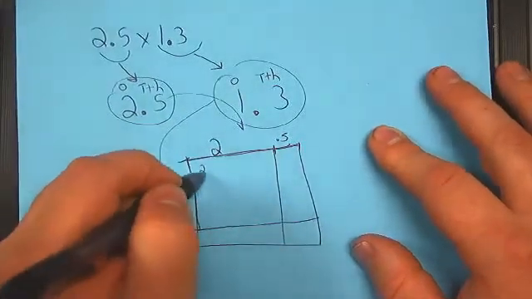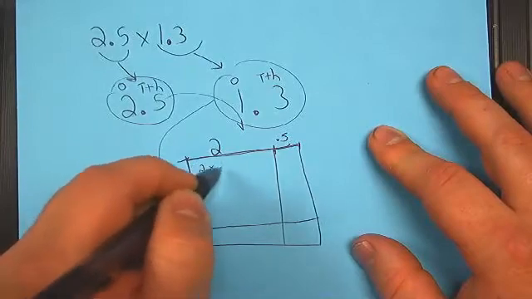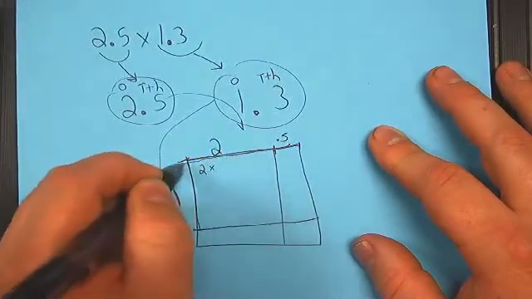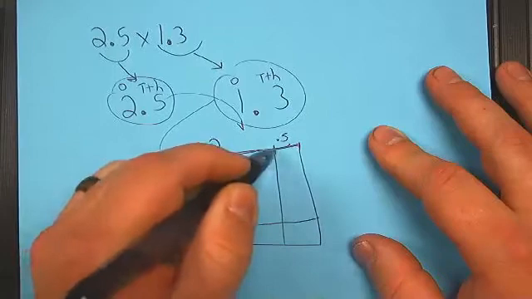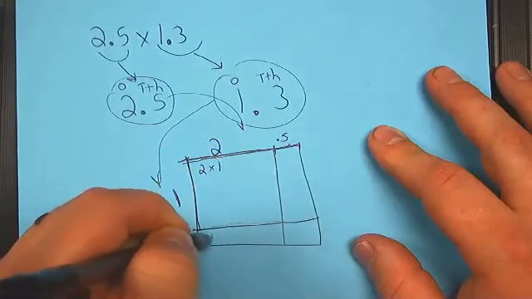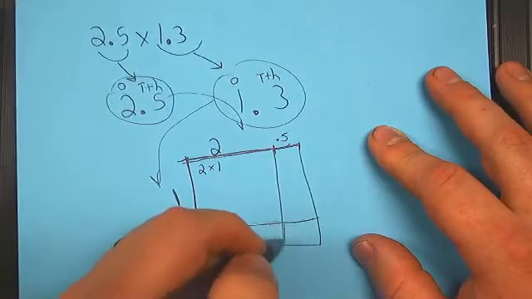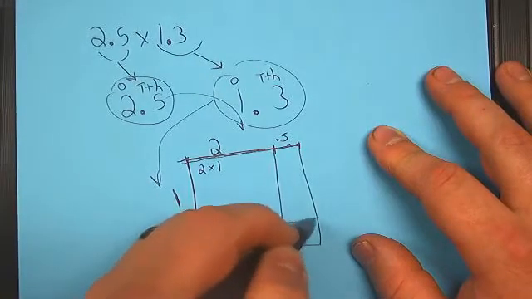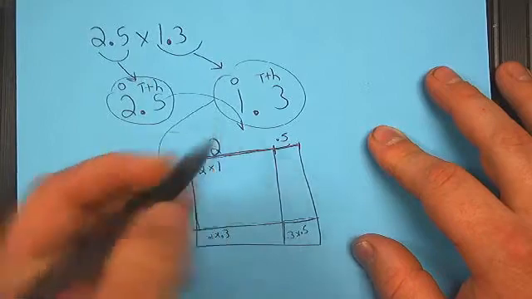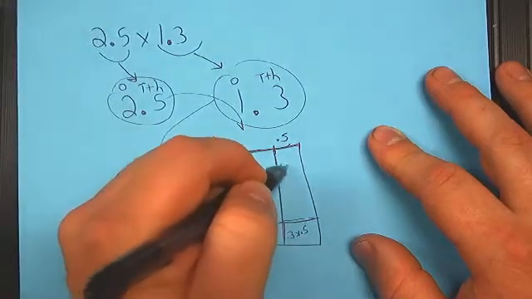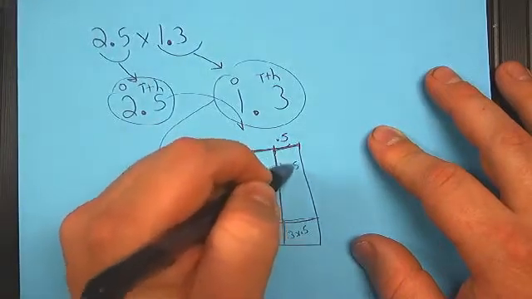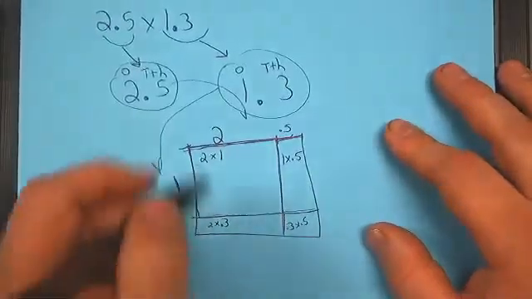All right, so in each box, you're going to multiply the sides by each other. So this is 2, and that's 1. This is 2, so that's 2 times, here's 3 tenths, okay? And here would be 3 tenths times 5 tenths. This is 1 times 5 tenths. Okay, so let's just fill it in.